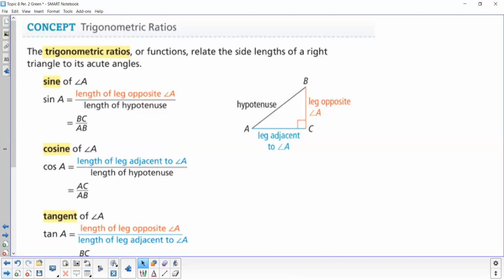And here's the good news. You already know what the long side of a right triangle is called. It's called the hypotenuse, right?